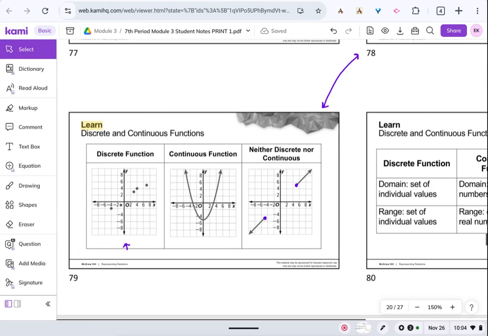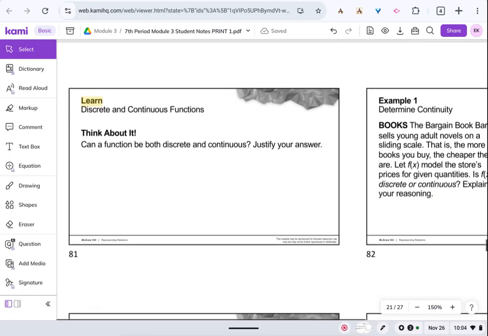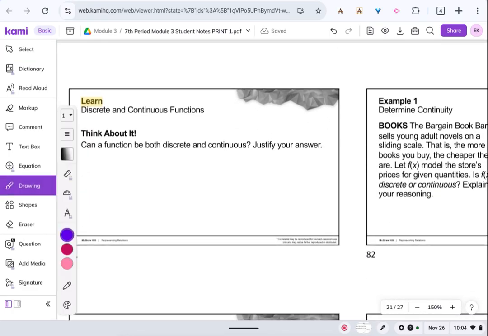We're not going to go through slide 80. And then on slide 81, I do want to answer this question of, can a function be both discrete and continuous? So can it have just points and being a curve? That answer is going to be no. Okay, we can't have them being both because we have that either option. So that is the case where no, we don't have both. We either have one or the other or neither.